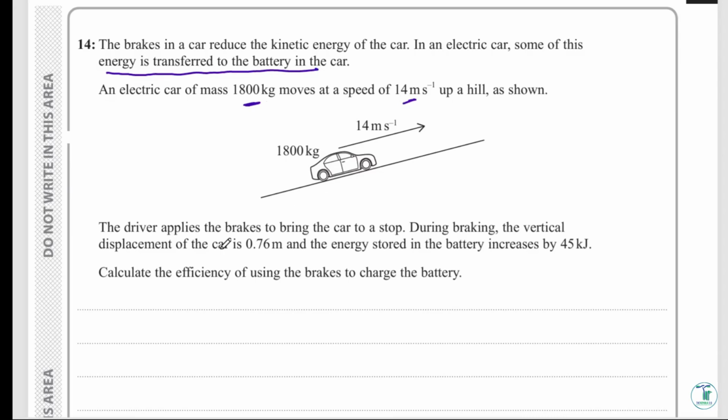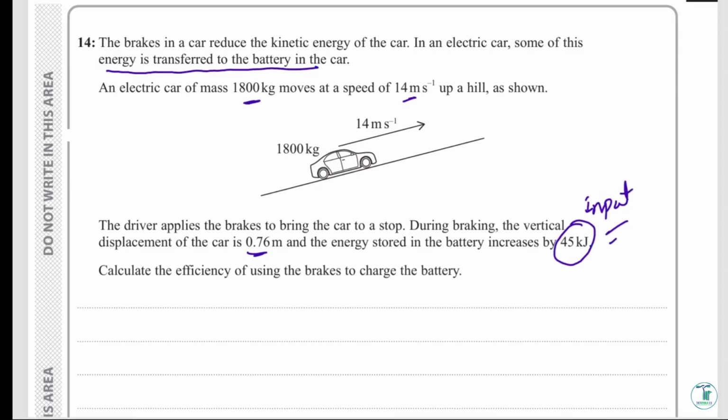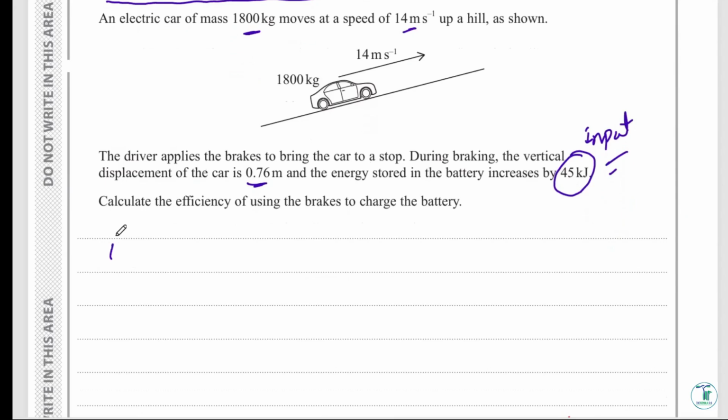The vertical displacement of the car is 0.76, right? And the energy stored in the battery is going to be 45 kilojoules. So that has to be the output from the given data. And how would you calculate the input? First of all, you need to calculate the kinetic energy, and that has to be 1 by 2 mv square. So half times 1800 times 14 square.